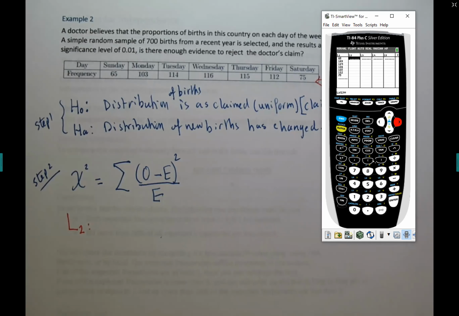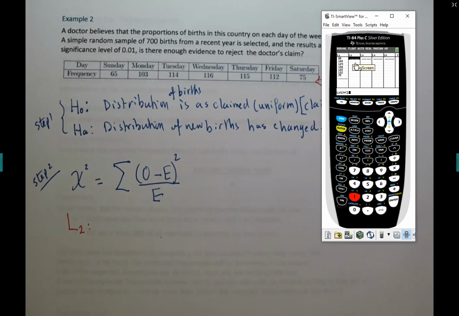The same number as the frequencies? Yeah, so what would be? So we put in 65, 103, 114? No, this is what we observe, but what we expect, the doctor thinks if you have 700, the number of births each day should be the same. So what would you do with the 700? Would we just divide it and put 100 for each day? Just divide 700 by 7. What's 700 divided by 7? 100. Just put 100 everywhere.